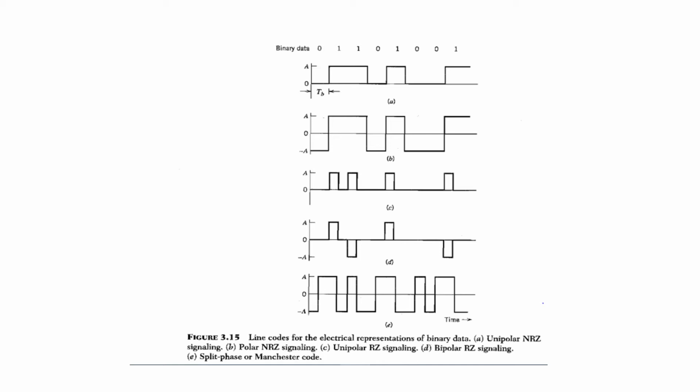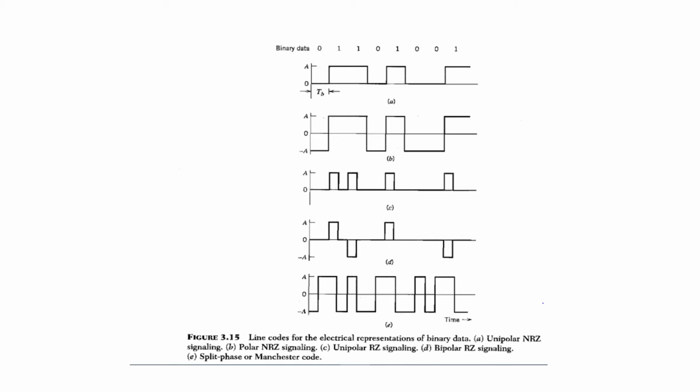The fourth one is bipolar return to zero signaling. Here the plus and minus pulses of equal amplitude represent the symbol 1 and they are used alternately. And to represent the zero symbol, we transmit no pulse. This bipolar return to zero signaling is also known as alternate mark inversion.